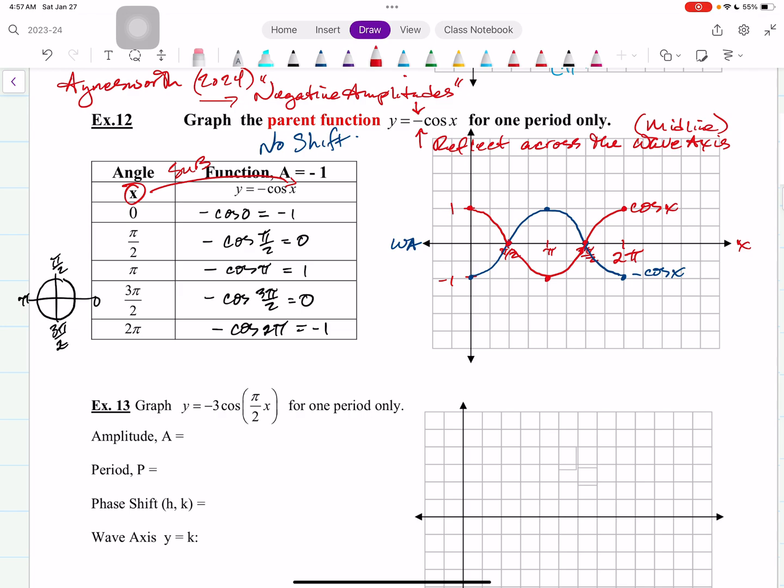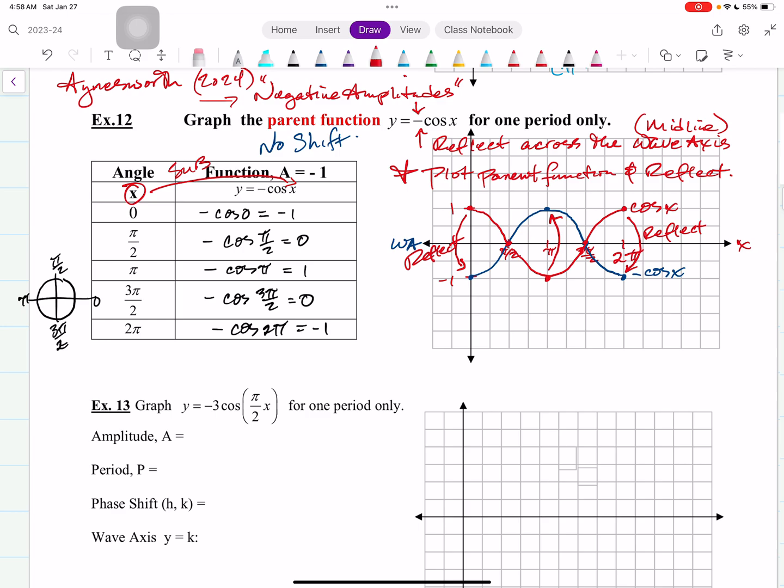So what you could do is graph the other parent and then reflect it. So you could do that. Reflect. That's method number 2. And then again, if it's (pi, -1), and then you reflect it, it goes above the wave axis. Reflect. And then, of course, reflect. So you guys have to understand that the negative right here reflects across the wave axis. So you can plot the parent function and then reflect. So plot parent function, and then reflect.